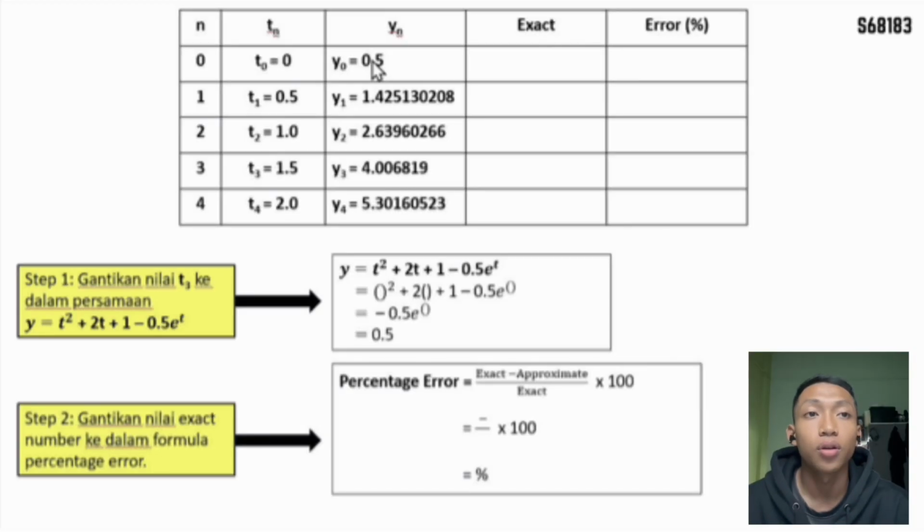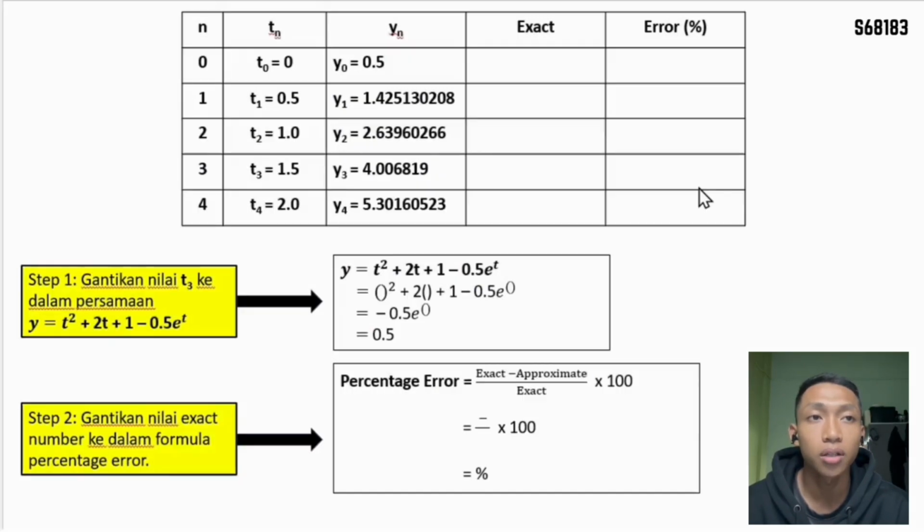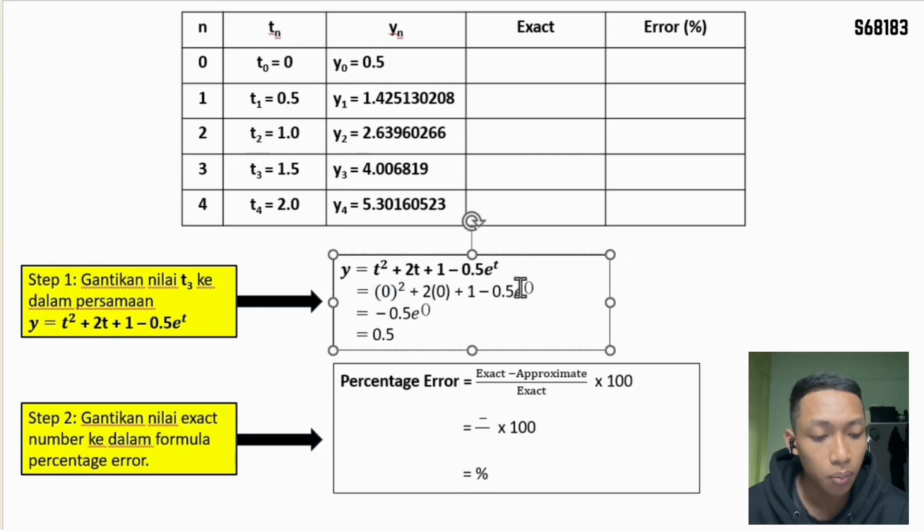Okay, next for the percentage error, we have two equations that we need to follow step by step. For the first step, the equation is y equals t square plus 2t plus 1 minus 0.5 e square t. So we need to change t following the value that we're given. We have t is 0. Okay, following the equation, 0 square plus 2 multiply 0 plus 1 minus 0.5 e square 0. And then we will get 0.5 for the exact number.